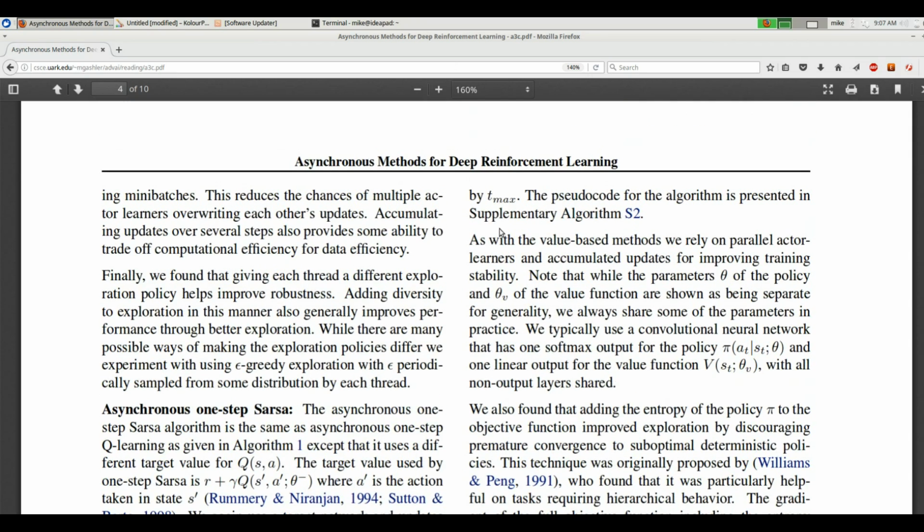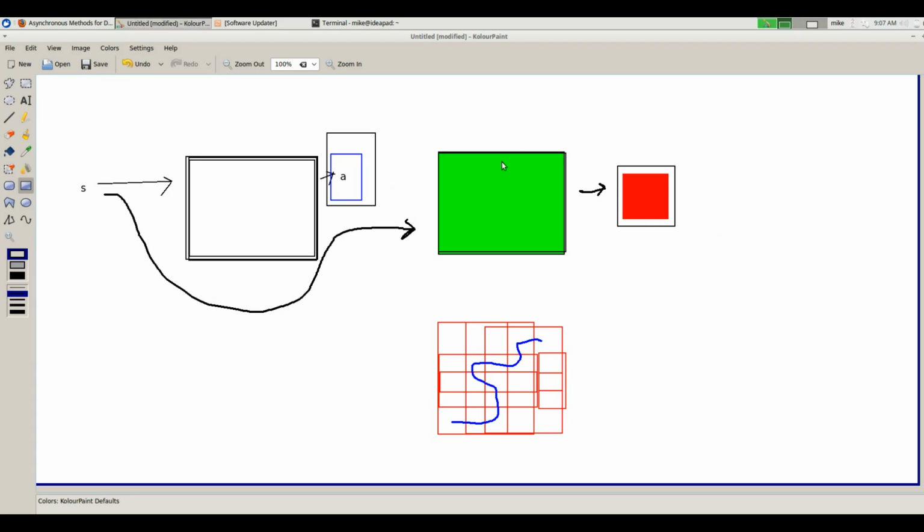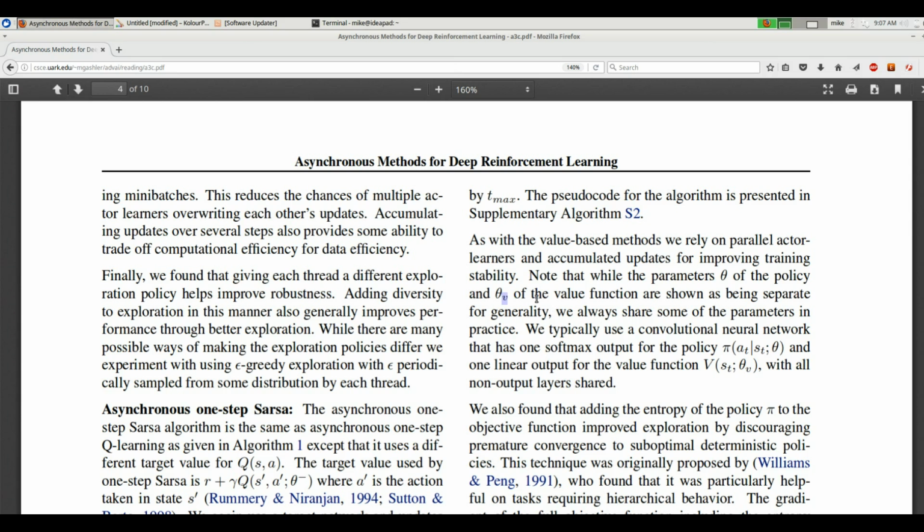Okay, one other thing I want to point out to you is this. Note, while the parameters theta of the policy, theta sub v, what's the v represent? Value function. That's the critic, right? That's this one. Okay. Of the value function are shown as being separate for generality. Oh, so theta of the policy and theta v for the value. Okay. So this is the actor, this is the critic. We always share some of the parameters in practice.